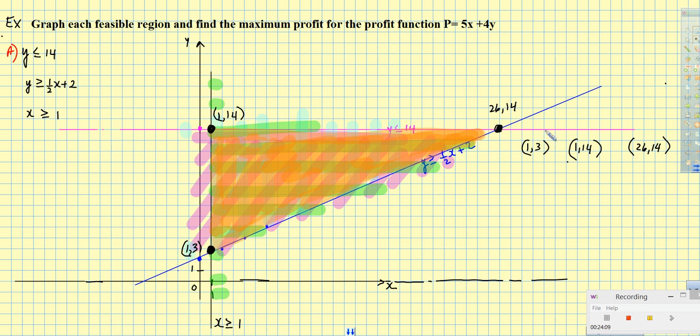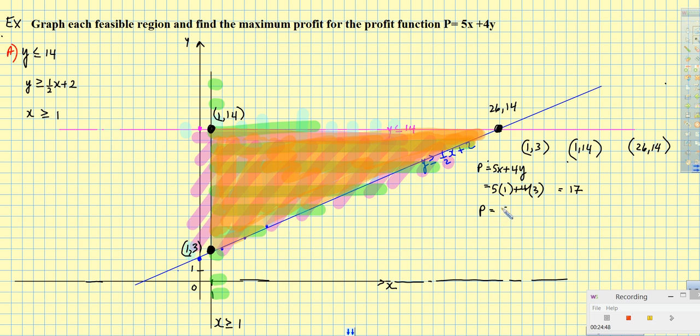Alright, so given the shaded region being all there, and we know that the corner points are the ones where the profit is maximized, then I can take each of these points, so P is equal to 5x plus 4y, and I can replace it with, starting with the first one, 5 times 1 plus 4 times 3, which is definitely not going to give me the maximum profit, so 5 plus 12 equals $17. So that's definitely not going to give me the maximum.